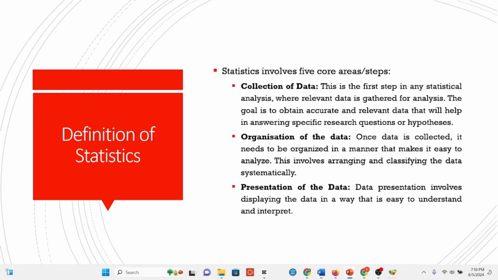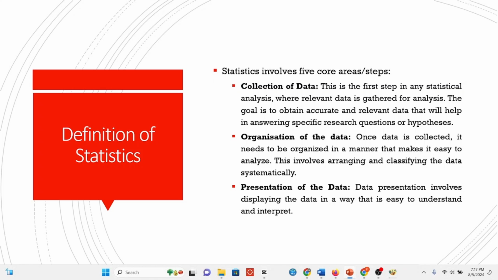Statistics involves 5 core areas or steps: collection of data, organization of the data, presentation of the data, analyzing the data, and interpreting the data. Collection of data is the first step in any statistical analysis, where relevant data is gathered for analysis. The goal is to obtain accurate and relevant data that will help in answering specific research questions or hypotheses.